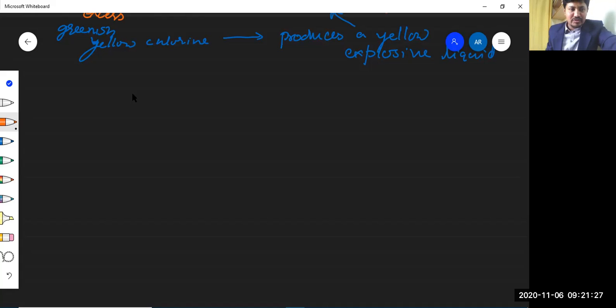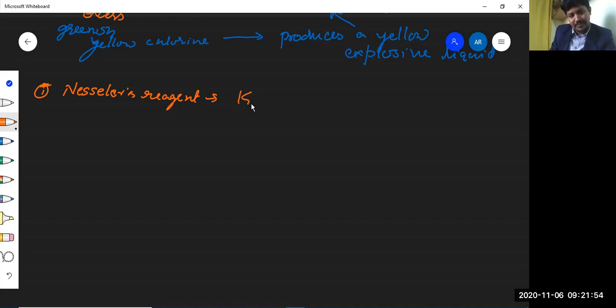And one point you should remember, this is very important for higher education. In higher education you will study this chemical test. A colorless Nessler's reagent is nothing but K2HgI4. The chemical formula of Nessler's reagent is potassium mercuric iodide, K2HgI4. This is actually colorless.